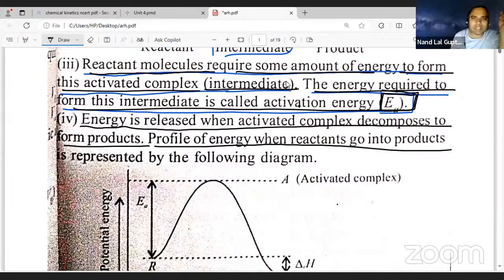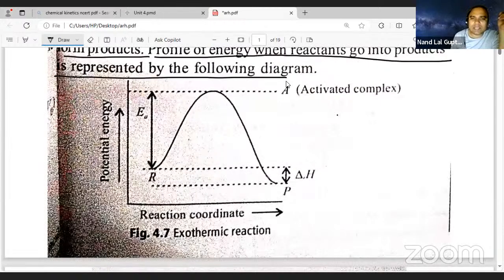The energy profile when reactant goes into product is represented by the following diagram. So here this energy is going to liberate.